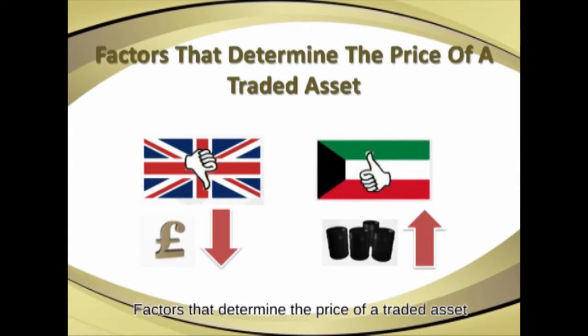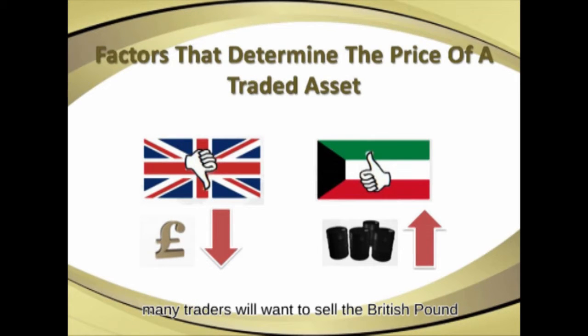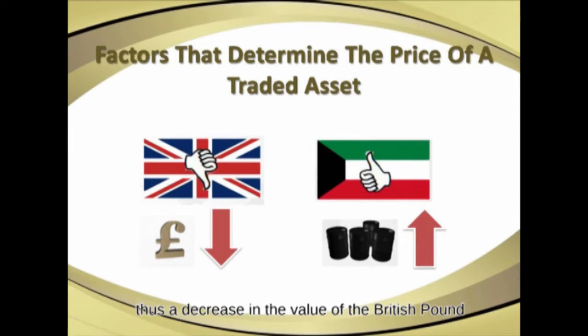Factors that determine the price of a traded asset. The following is an example of the global trading market. For instance, if a poor economic statistic is announced in Britain, many traders will want to sell the British pound. In other words, the supply of pound will increase, resulting in a decrease of the currency's value, thus a decrease in the value of the British pound. Example: if a crisis in an oil-rich Arab country is announced, the price of oil will increase. This is due to the fears that the supply of oil would decrease as a result of sensitive developments in the region.